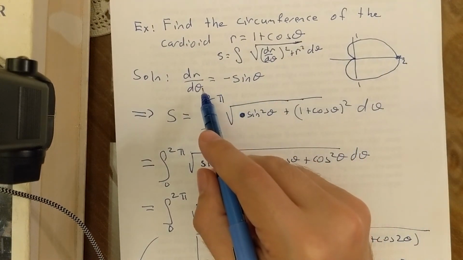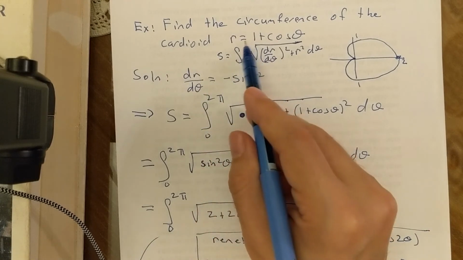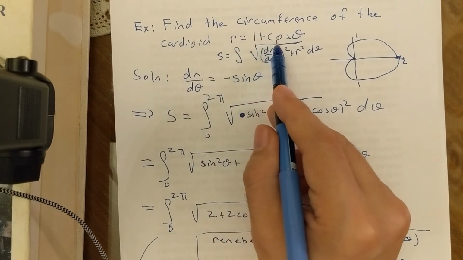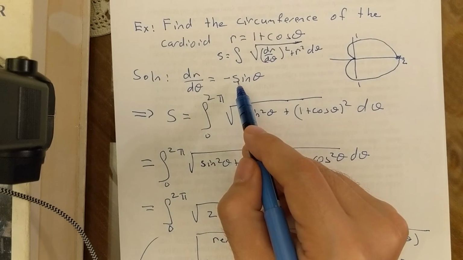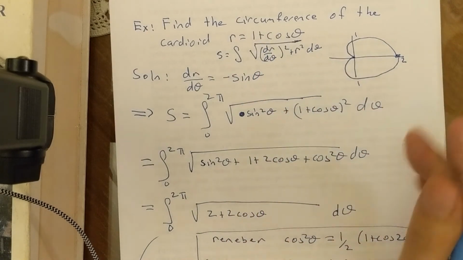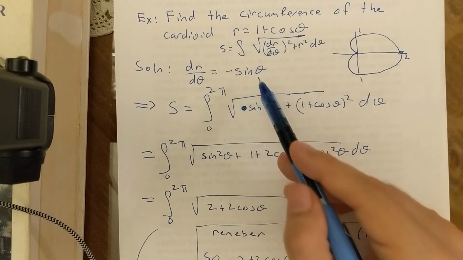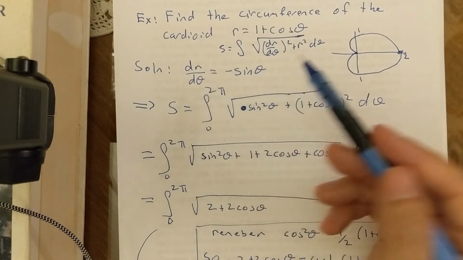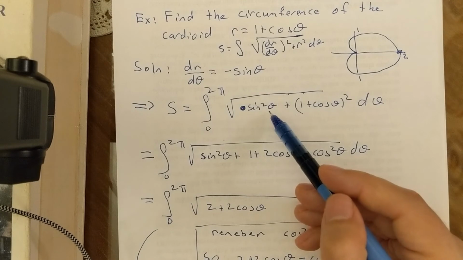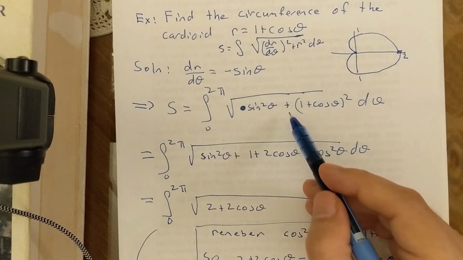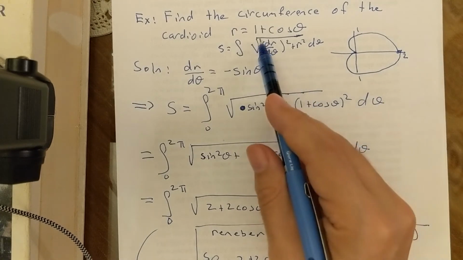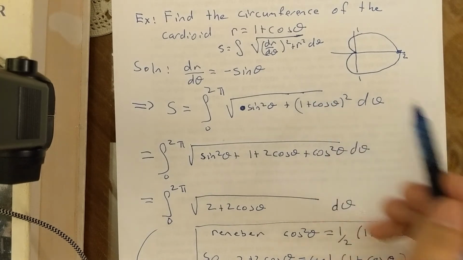So the first thing I need to do is calculate dr d theta. Well, when r is equal to 1 plus cosine theta, dr d theta is just going to be minus sine theta. Derivative of 1 is 0. Derivative of cosine is minus sine theta. So plug it in. So dr d theta squared is going to be minus sine squared. Well, minus sine squared is of course going to be sine squared. Plus r squared in the formula. So that's going to be 1 plus cosine squared d theta.